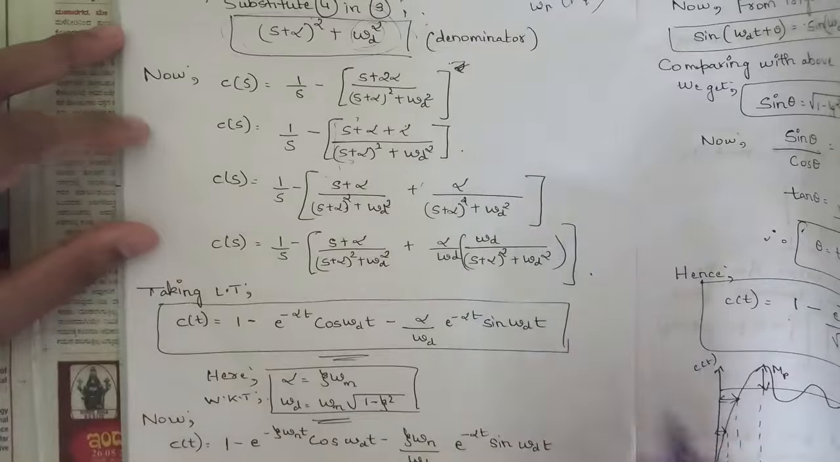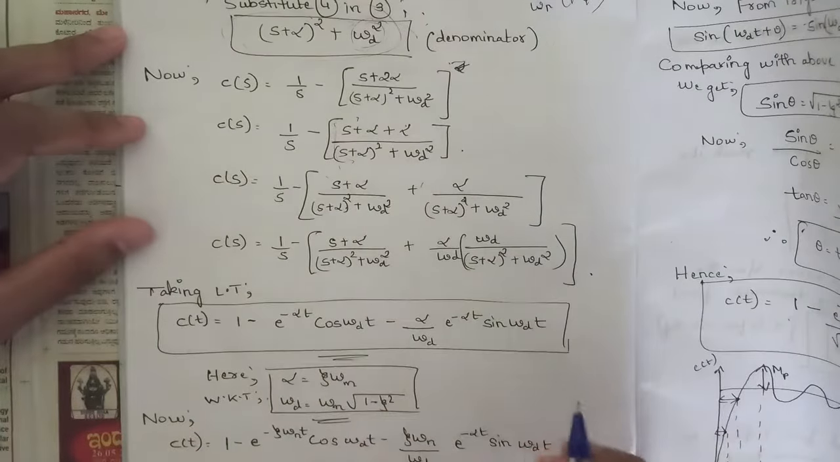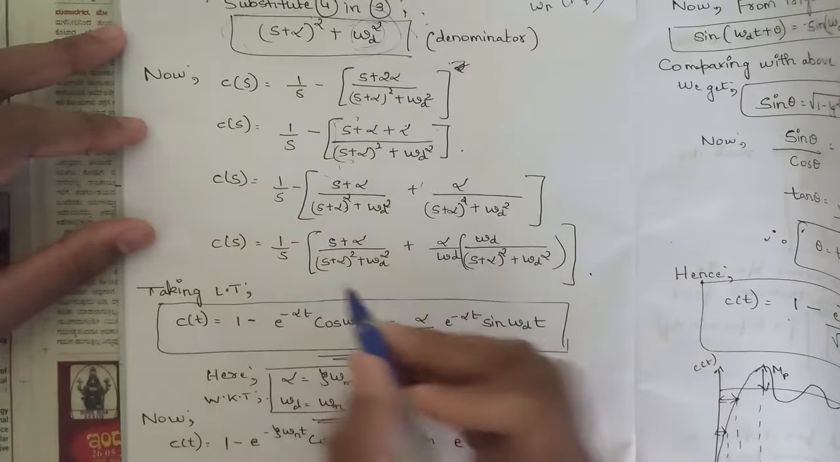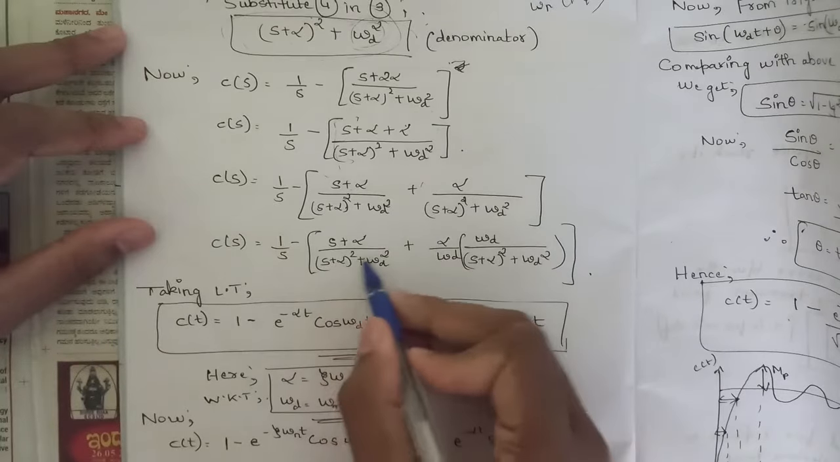So now the next step, in order to take the Laplace transform easily, is C of s is equal to 1 by s minus of s plus alpha divided by s plus alpha whole square plus omega d square.